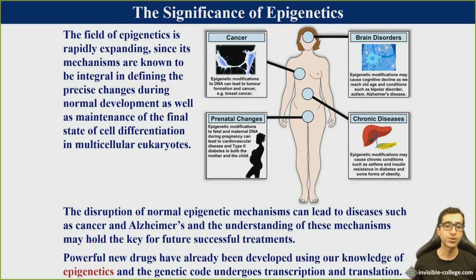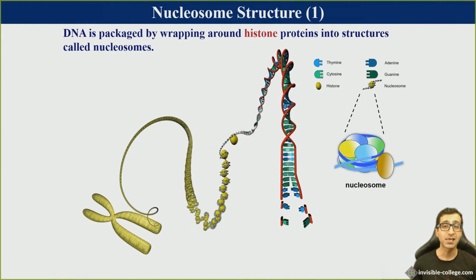So before we get into the epigenetic control of transcription and translation, we need to make reference to some of the previously explored ideas about the way that DNA is packaged. Now, DNA is packaged by wrapping it around histone proteins into a structure called the nucleosome, and this is what we show in this diagram here.